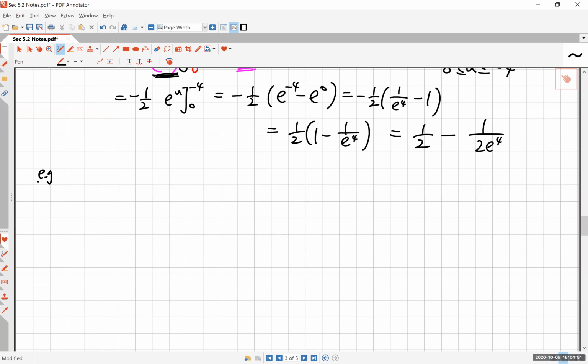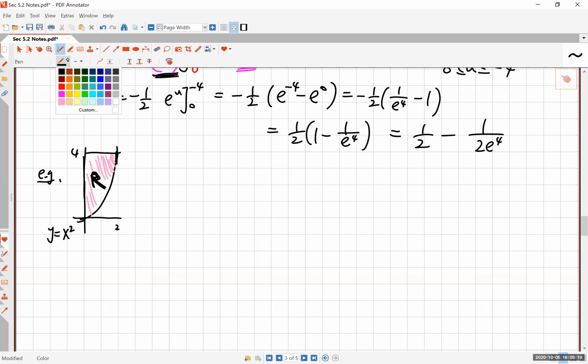Okay, so my final example is this. Let's say your region looks like this. It is bounded by this thing. What is that? That looks like y is equal to x squared. My region here is the inside of this parabolic area where x and y are both positive, and R is bounded by the horizontal line y is equal to 4, the y-axis, and y is equal to x squared. Sometimes it's described in exactly that way, okay?